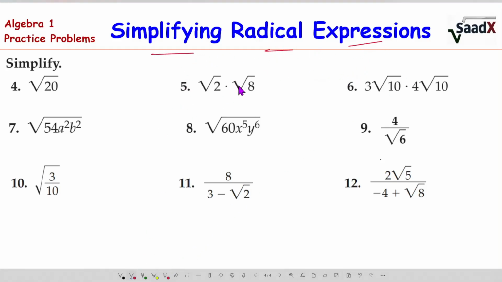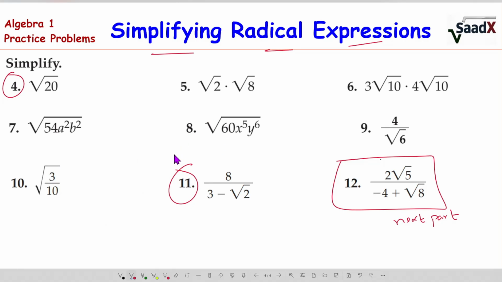Today we are going to solve several math problems. Number 12, which is 2 root 5 by minus 4 plus root 8, will be solved in the next part. The others, numbers 4 to 11, we will solve in this video.